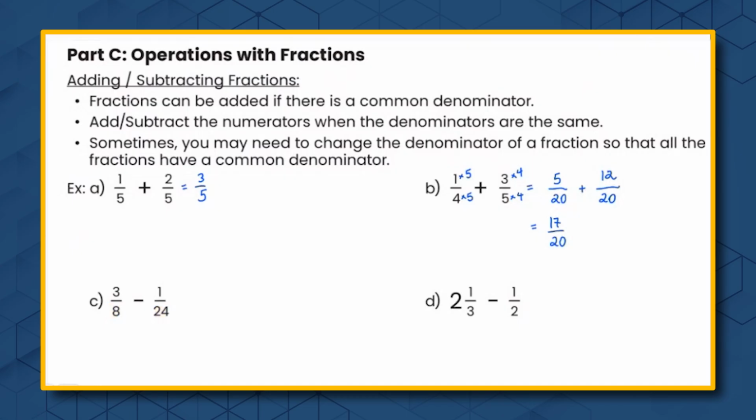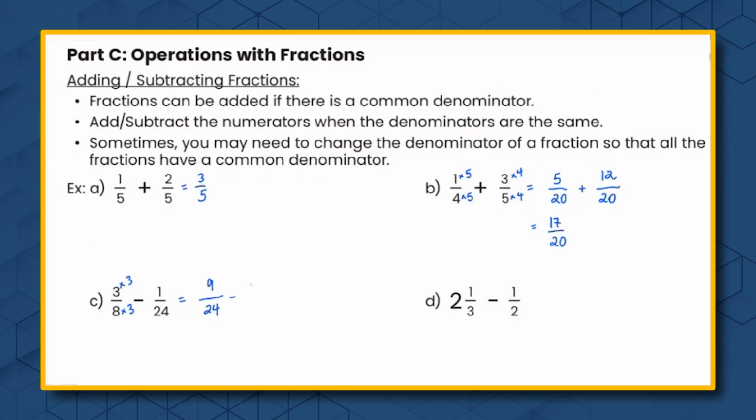And if you compare between 8 and 24, we see that the lowest common denominator here is going to be 24. So I need to change my first fraction, 3 over 8. I need to multiply the denominator by 3, and that's going to give me 24. So I have 24 as my denominator, but again, what I did to the bottom, I have to do to the top. So I'm now going to multiply the numerator by 3 as well, and that gives me 9. So 3 over 8 is going to be equivalent to 9 over 24.